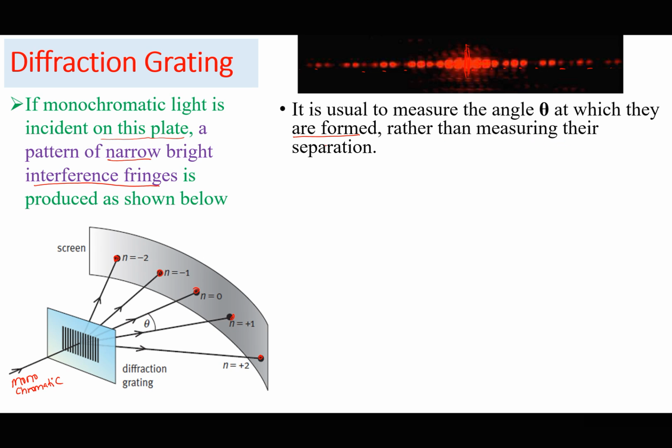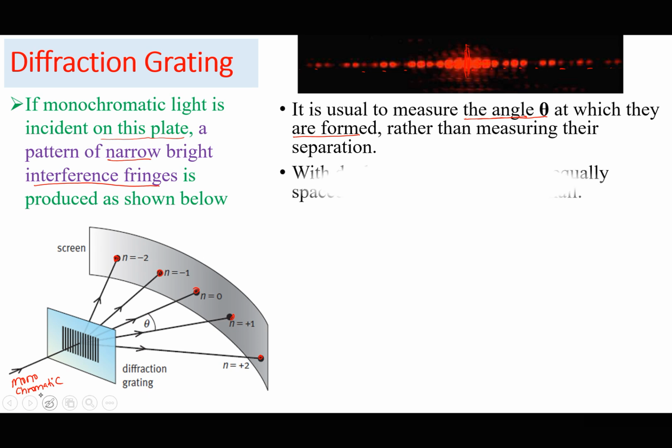So it is usual to measure the angle theta at which they are formed rather than measuring their separation. Remember, for the double slit, we measure the separation x. For a diffraction grating, we shall easily measure the angle theta at which they are formed. The reason being, these may not be formed at equal distances from each other. Therefore, the separation x may not be the same, and we cannot easily measure it, but it is better for us to measure the angle theta. After all, the angle theta is bigger and is going to be easy to measure with good accuracy.